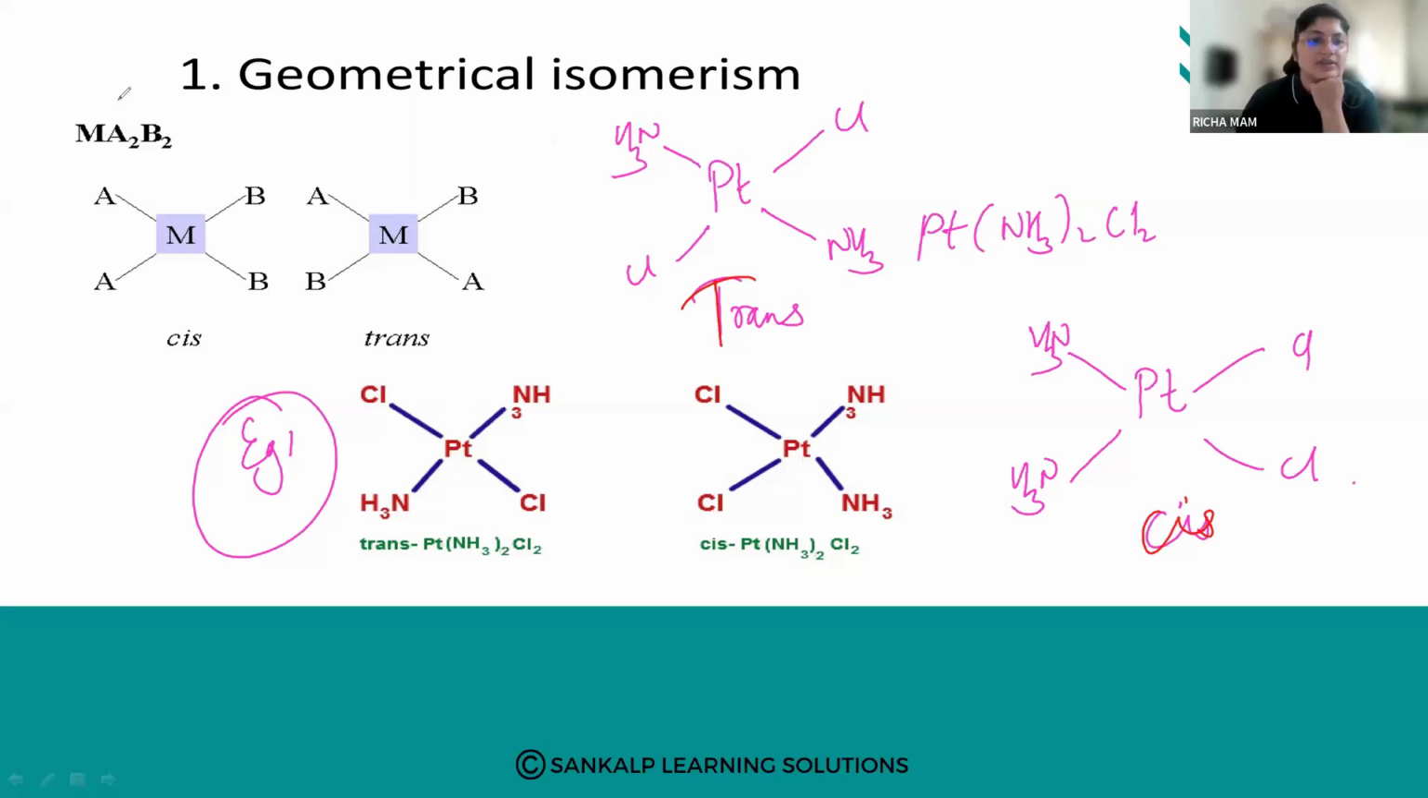So this is with this type of arrangement when you have a square planar complex. So in this arrangement, square planar complex, these are the two possibilities. One is a cis, and another is the trans.